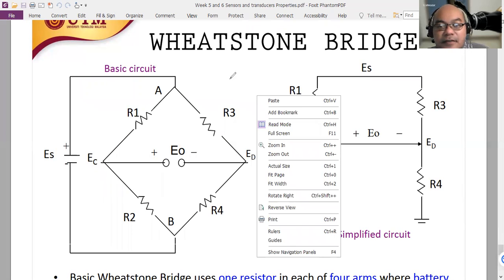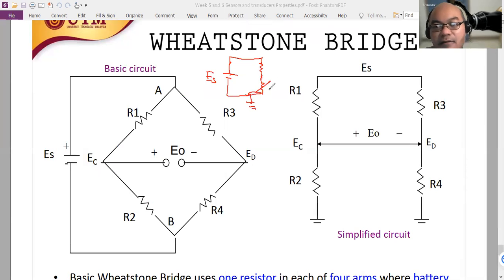So if we have, for example, here a voltage source ES, this is grounded, and we have two resistors. One of them is the sensor whose resistance changes with a certain parameter. Okay, sorry for the internet problem again.